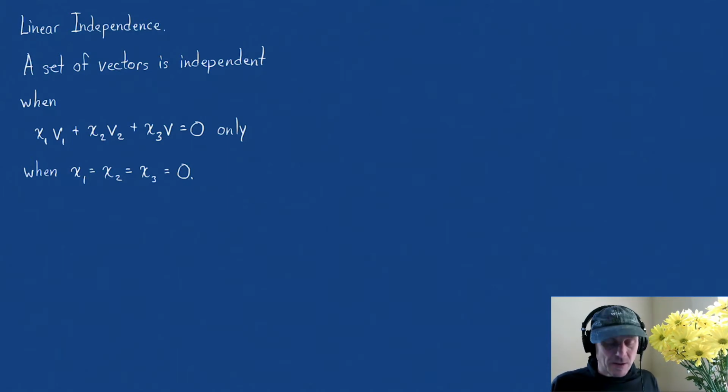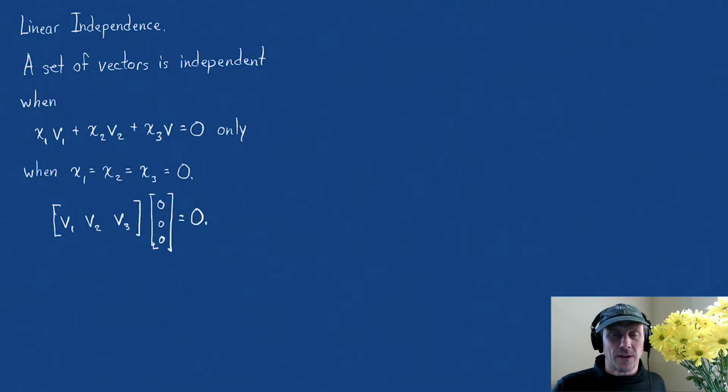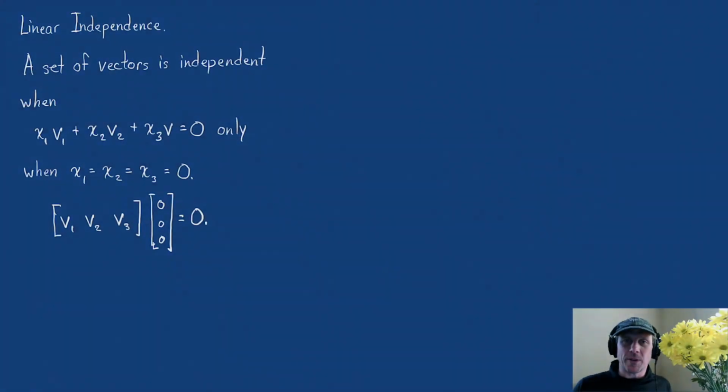Well, if I write this linear combination in matrix form, I'm going to have the matrix that has in the first column v1, the second column is v2, the third column is v3, and then I have my vector. Well, I just said that those are all zeros. 0, 0, 0 equals 0, meaning that's the only way that this can happen. Here's what this tells us.